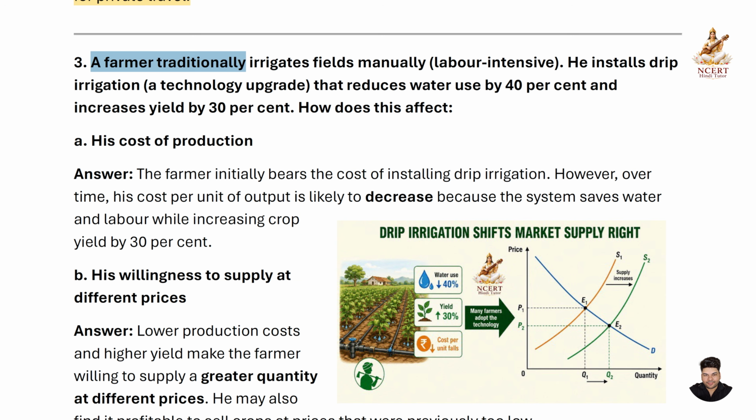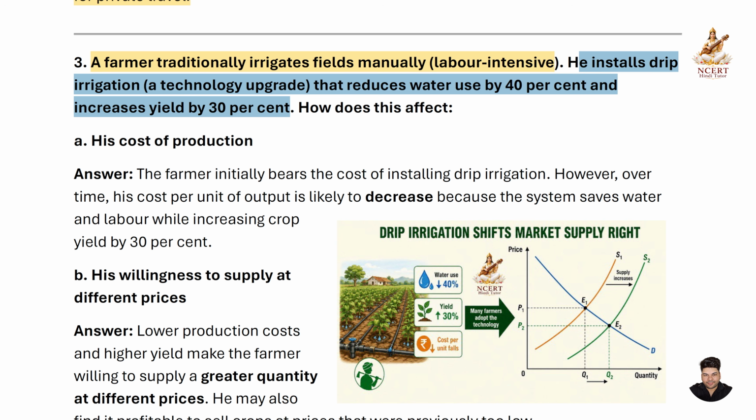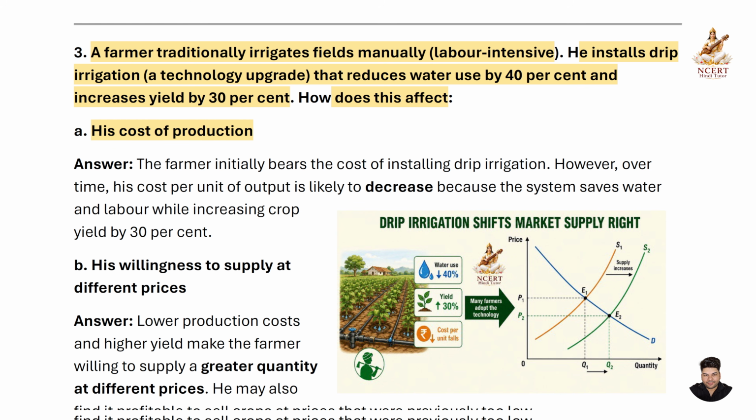Question 3. A farmer traditionally irrigates fields manually, which is labor intensive. He installs drip irrigation, a technology upgrade that reduces water use by 40% and increases yield by 30%. How does this affect A. His cost of production?